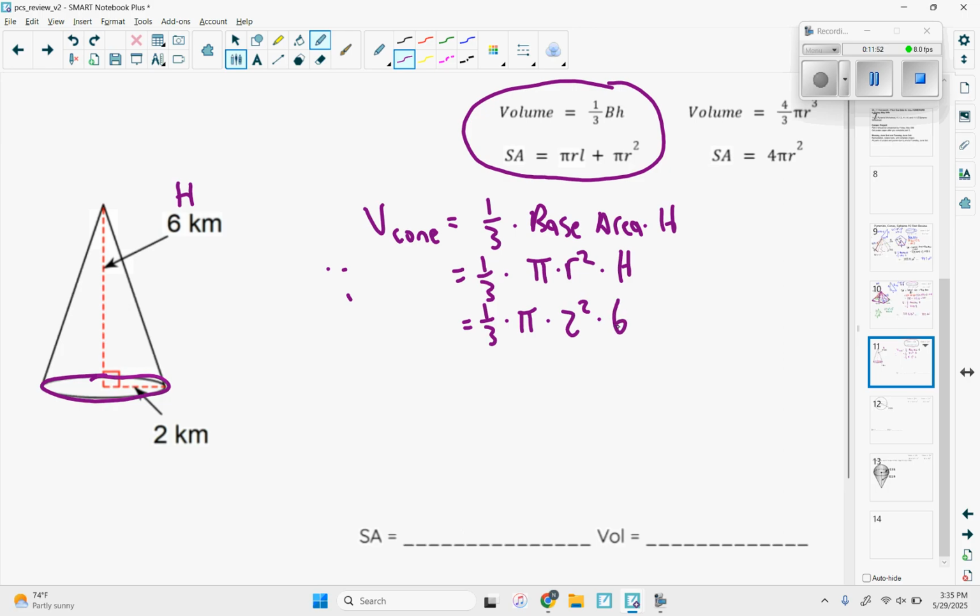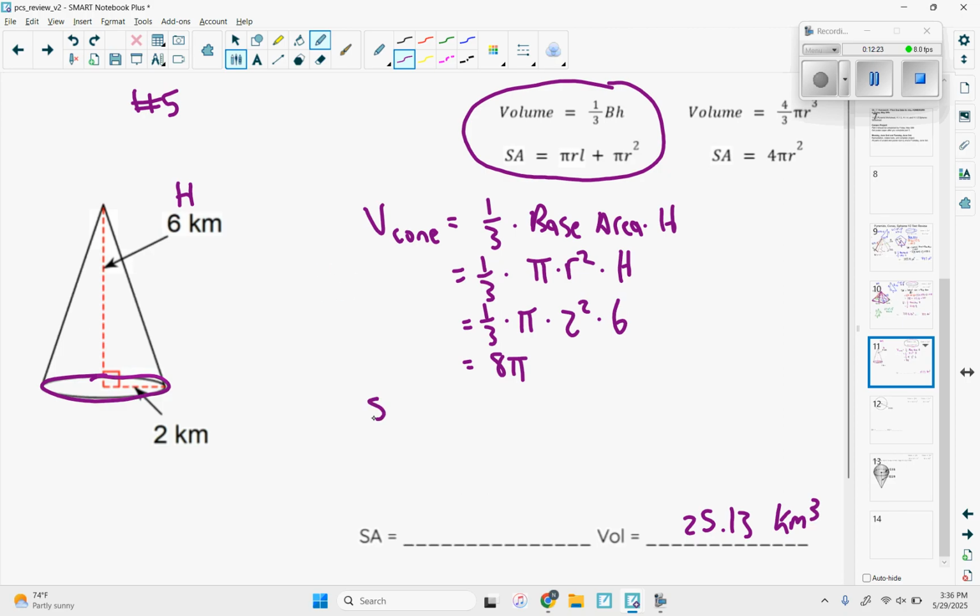By the way, this is problem number 5. And we get a total for the volume of, let's see, this works out to be 4 times 6 is 24, divided by 3, it's 8 pi. And 8 pi is equal to approximately 25.13 kilometers cubed.